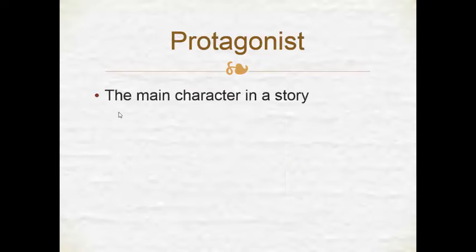Now let's talk about characters. There are two main types of characters we're going to talk about. One is the protagonist. It is the main character in a story. The protagonist is not always the good guy. In fact, many modern stories are told from the perspective of the bad guy, who is the protagonist. The protagonist is simply the character the story follows.